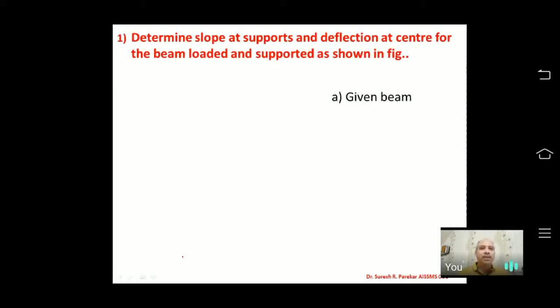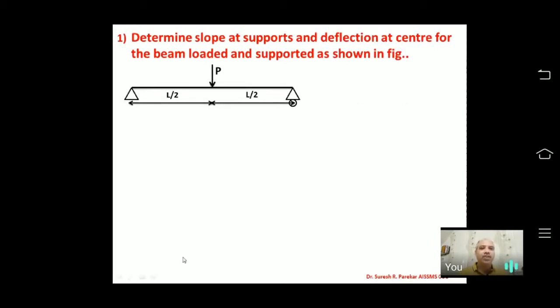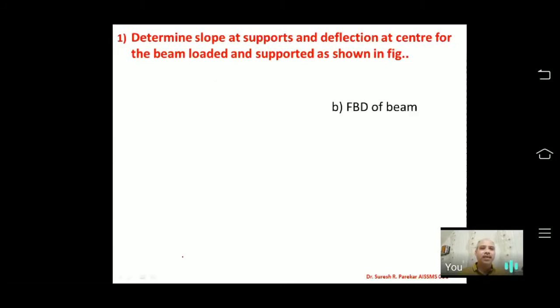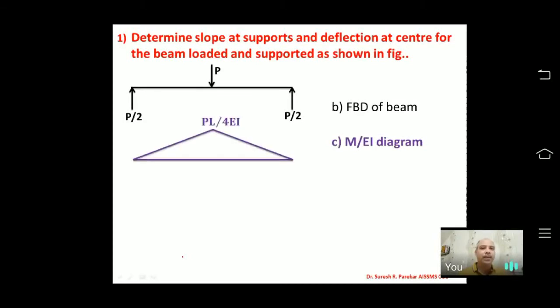Now we have a simply supported beam with a concentrated load. Then we know what my FBD will be. We have equal reactions, P by 2, P by 2. Then what will be the bending moment diagram? We have PL by 4. So that will be my bending moment diagram. Now as EI is constant, the M by EI diagram and the M diagram are both the same.